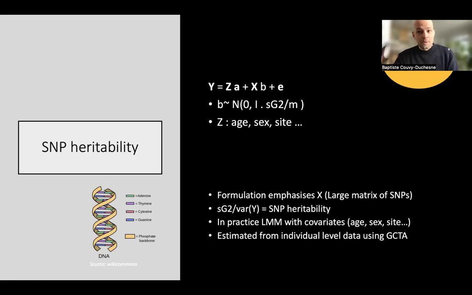This is clearly a linear mixed model, as we have fixed and random effects in the same model. I like this formulation as it emphasizes X, the fact that it's a large matrix of SNPs that we fit in the model. And the SNP heritability here is sigma_g squared, so the variance of the random effects divided by the variance of the phenotype Y. So in practice, we estimate this model with covariates, for example, using the GCTA software.